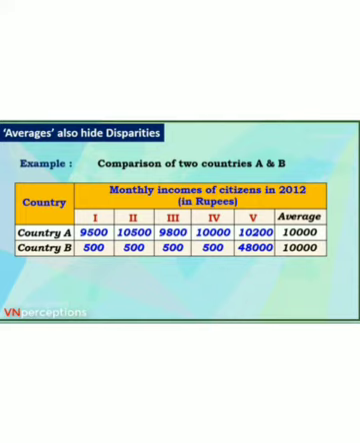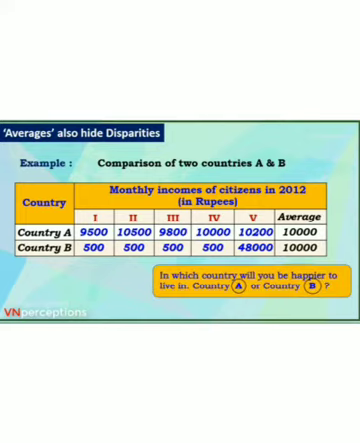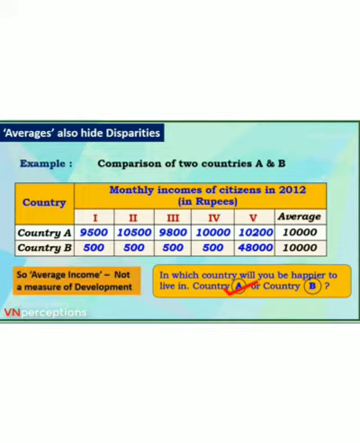So in which country will you be happier? The answer is obvious, that is country A, because in country A all are rich, but in country B it's not like that. So average income cannot be a measure of development.